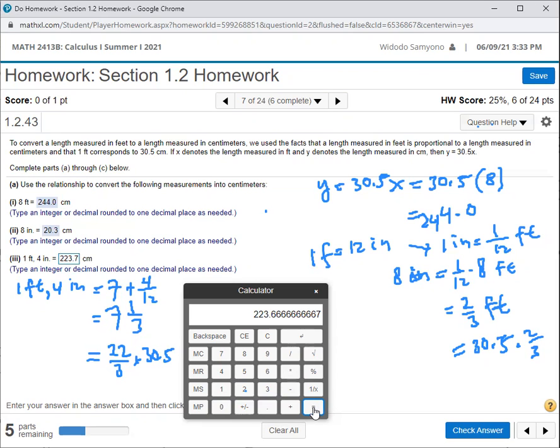Because you have 1 feet. Oh, okay. I think I made a mistake here. So this one should be 1, not 7. Okay, so this should be 1. I can test this one.